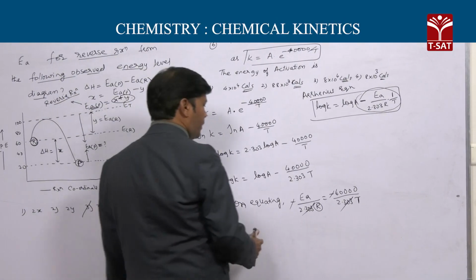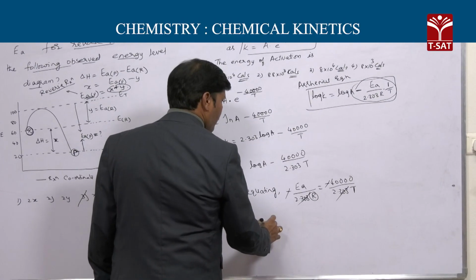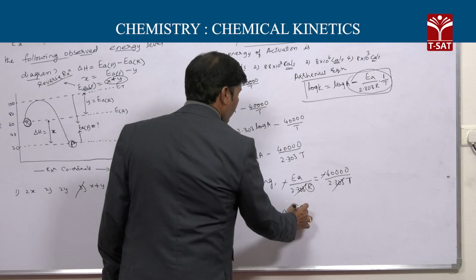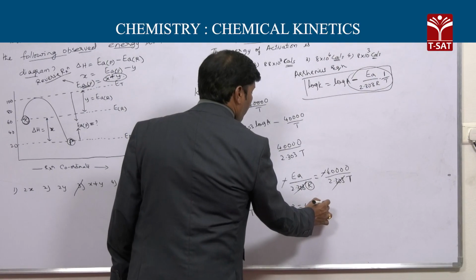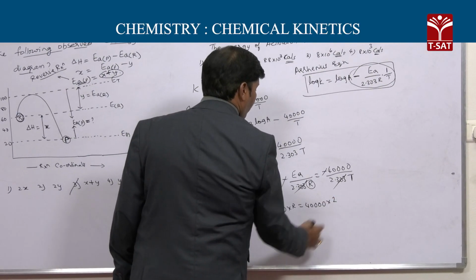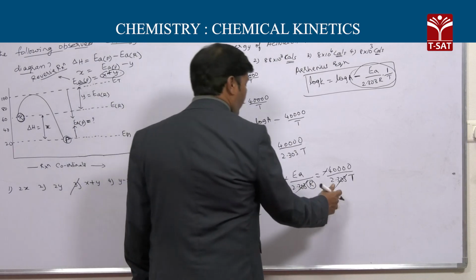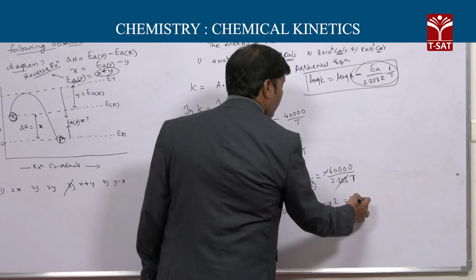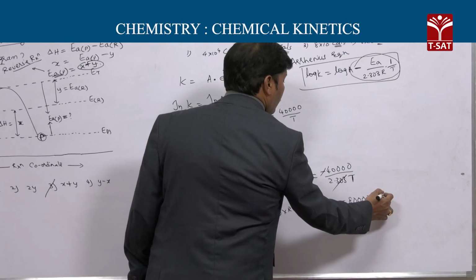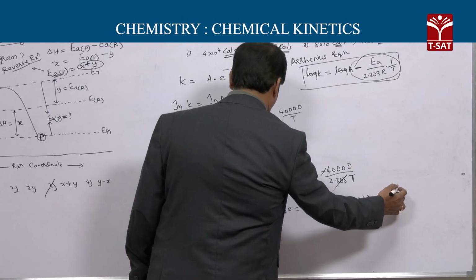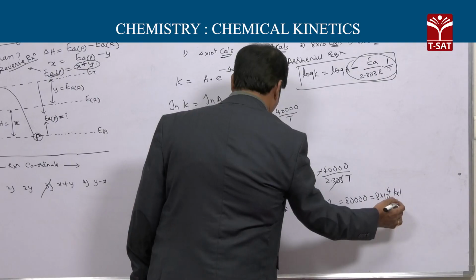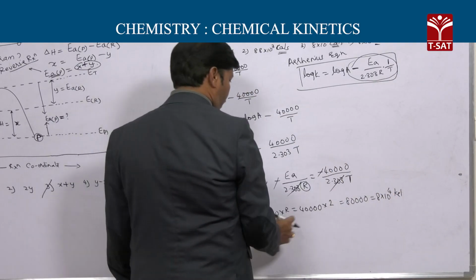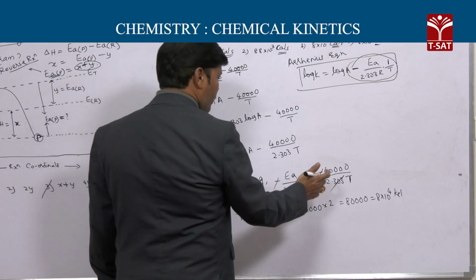So I can just take this as finally T is equal to 40,000 into R. The R value is 2 calories per mole per Kelvin. So this is going to become 80,000, which is equal to 8 into 10 to the power of 4 Kelvin.